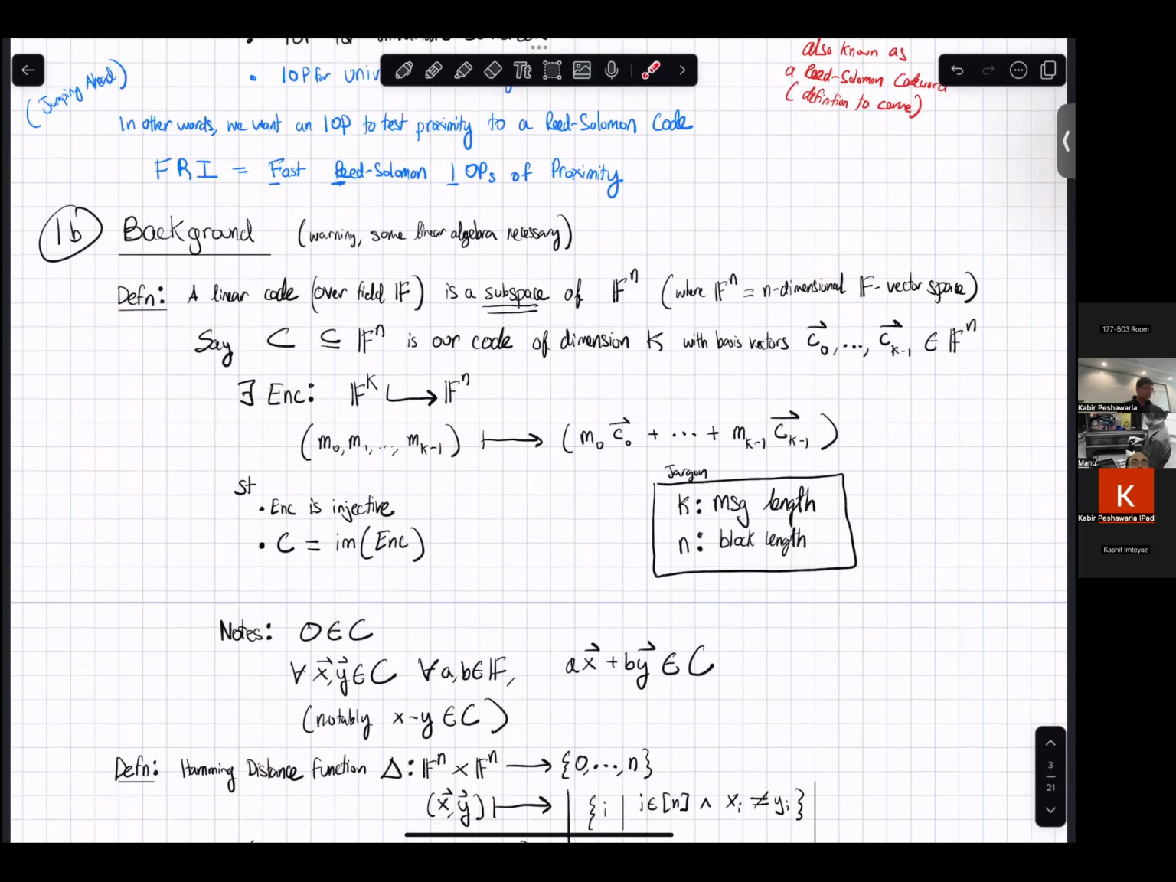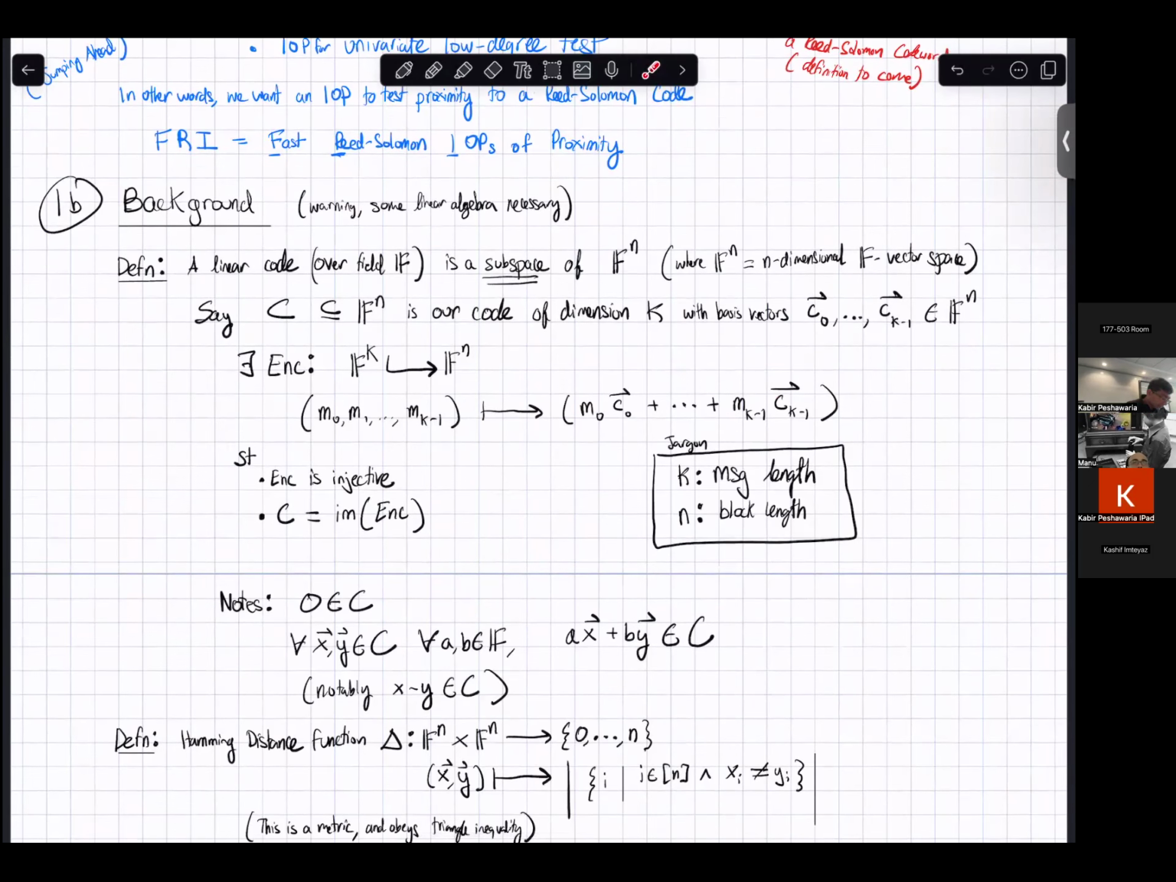So let's go to the background. Let's talk about a little bit of linear algebra, hopefully the minimal amount possible, but we'll see. So definition: a linear code over some field F. For now, we can assume that F is some finite field. It's a subspace of F^n, where you can think about F^n as being an n-dimensional vector space over F. Okay, so we say that C, a subspace of F^n, is our code of dimension k. You have a subspace of dimension k, it has k basis vectors.